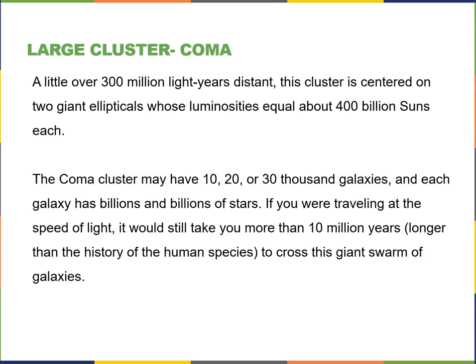It's 300 million light years away, and it is centered on 2 giant ellipticals, and they are as bright as about 400 billion suns each. That's incredibly large. So let's think about what this size truly is. The Coma cluster has about 10 to 20 or 30,000 galaxies, and each galaxy has billions and billions of stars. And if you were traveling at the speed of light, it would still take you more than 10 million years, which is longer than the history of the entire human species, just to cross this giant swarm of galaxies. So we are talking about huge, huge numbers here, and really, really big galaxy clusters.